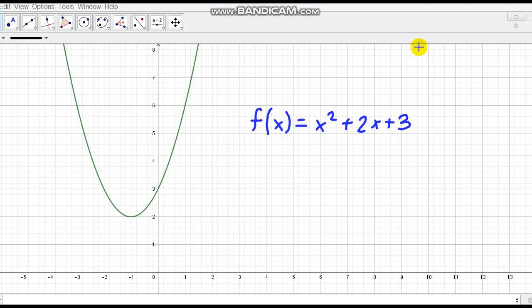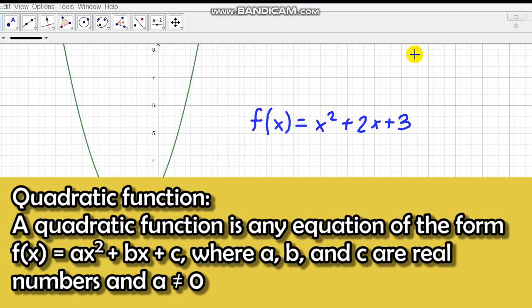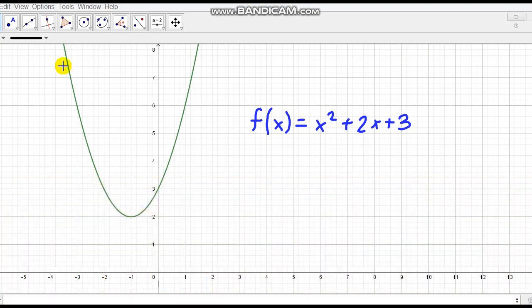Another example is a quadratic function. Now, a quadratic function is an equation of the form f of x is equal to ax squared plus bx plus c, where a, b, and c are real numbers and a is not equal to 0. Now, the graph is a parabola. In this case, we have f of x is equal to x squared plus 2x plus 3. So a is 1, b is 2, and c is 3.